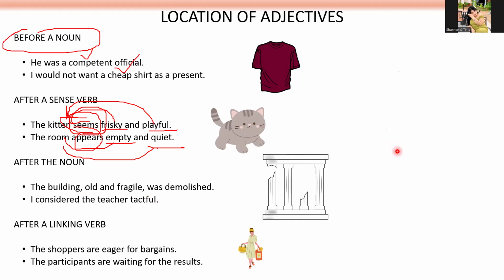Pwede namang, the old and fragile building was demolished. That's the beauty about English grammar. It's so versatile. You can change the location of words, but then you have to remember that you have to add appropriate punctuation marks at all times, because you're gonna make mistakes in grammar if your punctuation marks are missing or mislocated. Okay? Ito yung examples ng adjectives located after the noun.